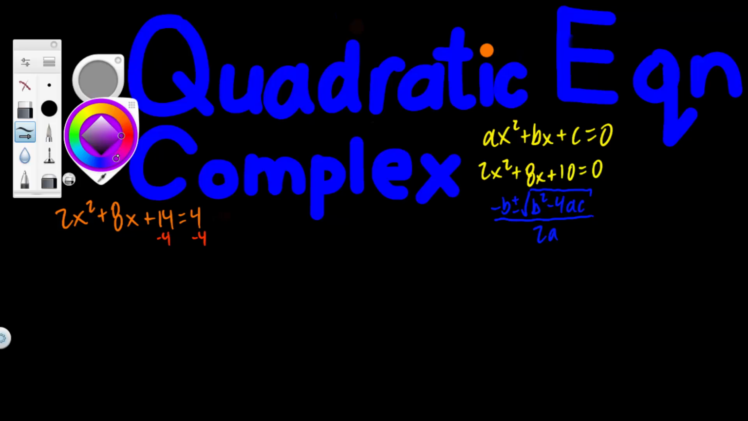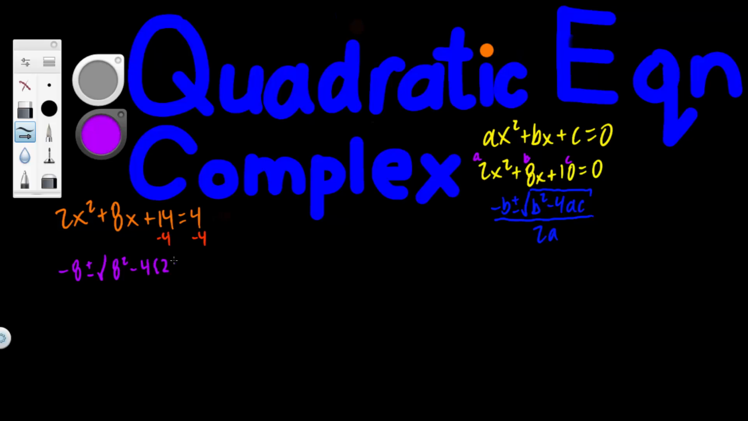So we have negative b. Well, here's a, b, and c. We have negative b, so negative 8 plus or minus the square root of b squared, again that's 8 squared, minus 4 times a, which is 2, times c, which is now 10. It's not 14, it's 10. You need to remember to keep the right side at 0. All of this is divided by 2a, 2 times 2.